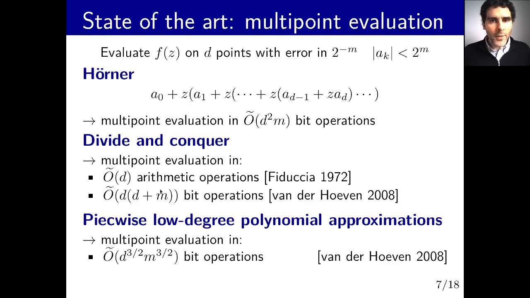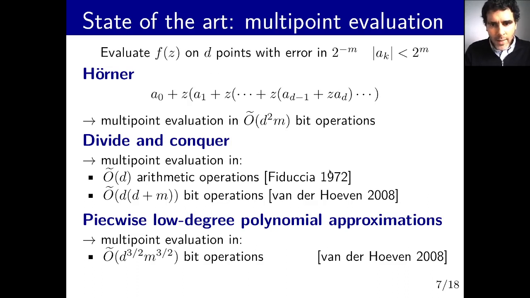And now for the state of the art. So for evaluating a polynomial on d points, the most simple way of doing it is to evaluate it at each point independently. For that we can use a classical evaluation scheme such as Horner. This costs d arithmetic operations. If we work with precision m, that means it will cost dm bit operations. And we do it d times, so we have d square m bit operations.